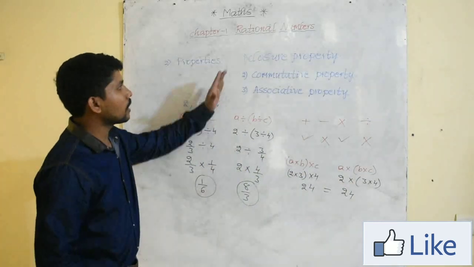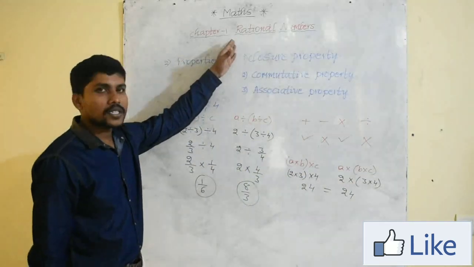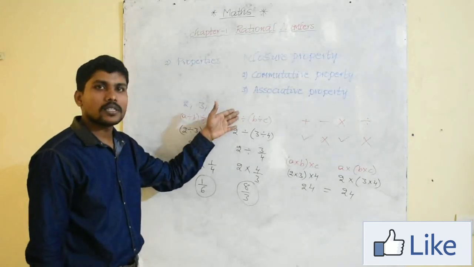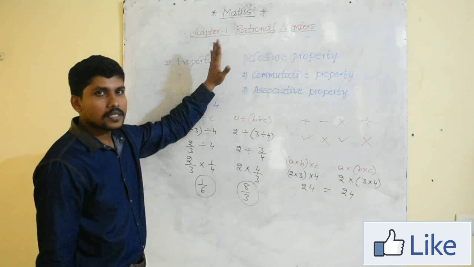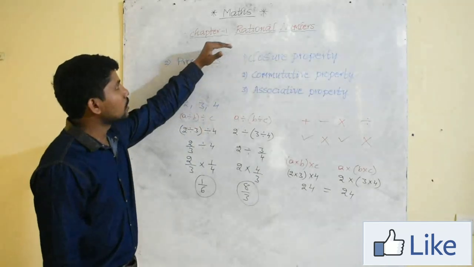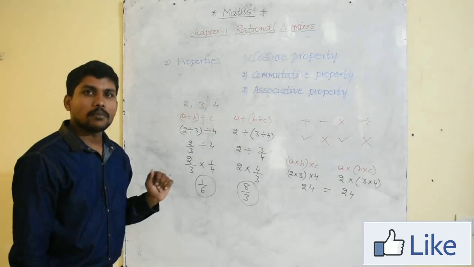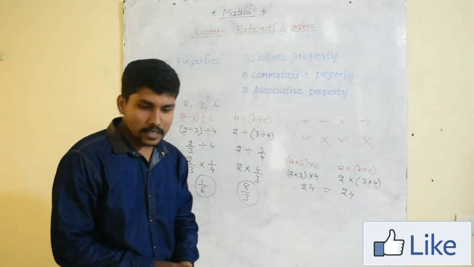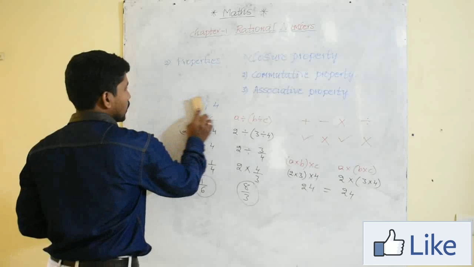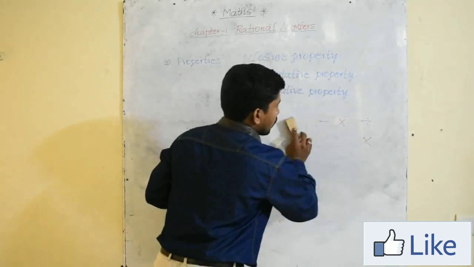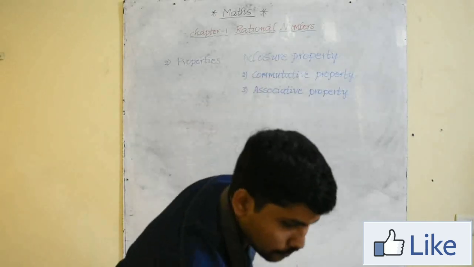And these are the properties of rational numbers. Hope everyone understood these two topics. In this video, we are going to learn only the definition of rational numbers and the properties of those rational numbers. And there is another special case, that is distributivity of multiplication over addition.